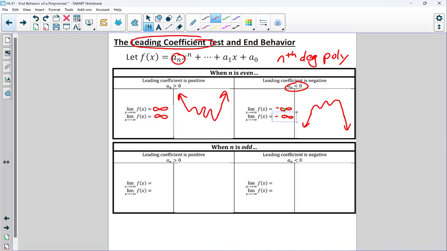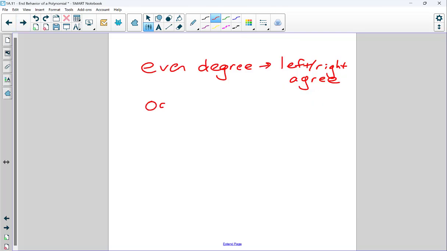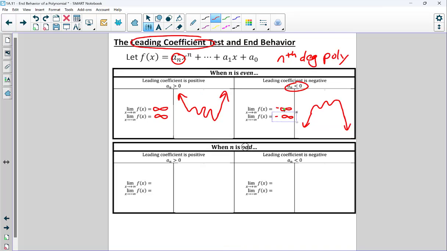If it's an odd degree like x cubed, right side goes up, left side goes down, left and right side disagree. Odd degree, left and right disagree. If one side goes up, the other side goes down. If one side goes down, the other side goes up. So if it's an odd degree, the left and right side are going to disagree.